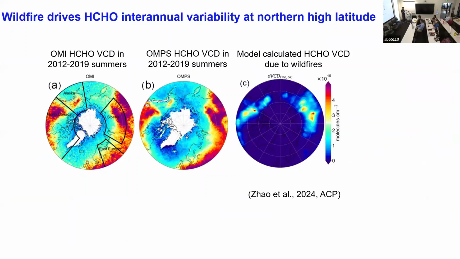Besides PM2.5, we also look at formaldehyde. We realize in the Arctic most satellites cannot see formaldehyde really well, except once you have wildfires. We looked at the past 10 years of formaldehyde records from OMI and OMPS. We can really see that wildfire drives formaldehyde interannual variability at northern high latitudes.